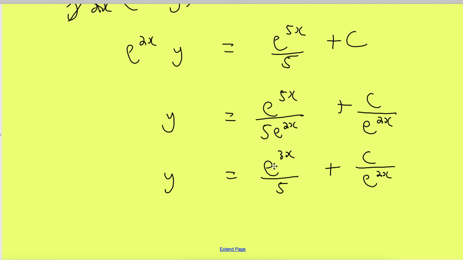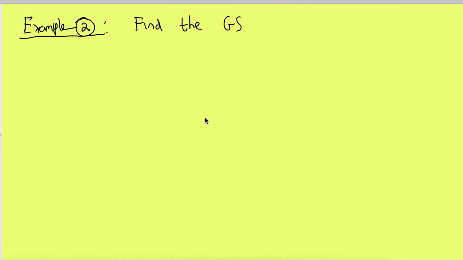Okay, next one. Next one's a good example. I'd pay close attention to this. Right, example number 2. Now we're going to have to use rules of logs here a little bit, but don't worry too much about it. Right, so I've got find the general solution. I'm just going to shorten that to GS because my writing's getting worse today.